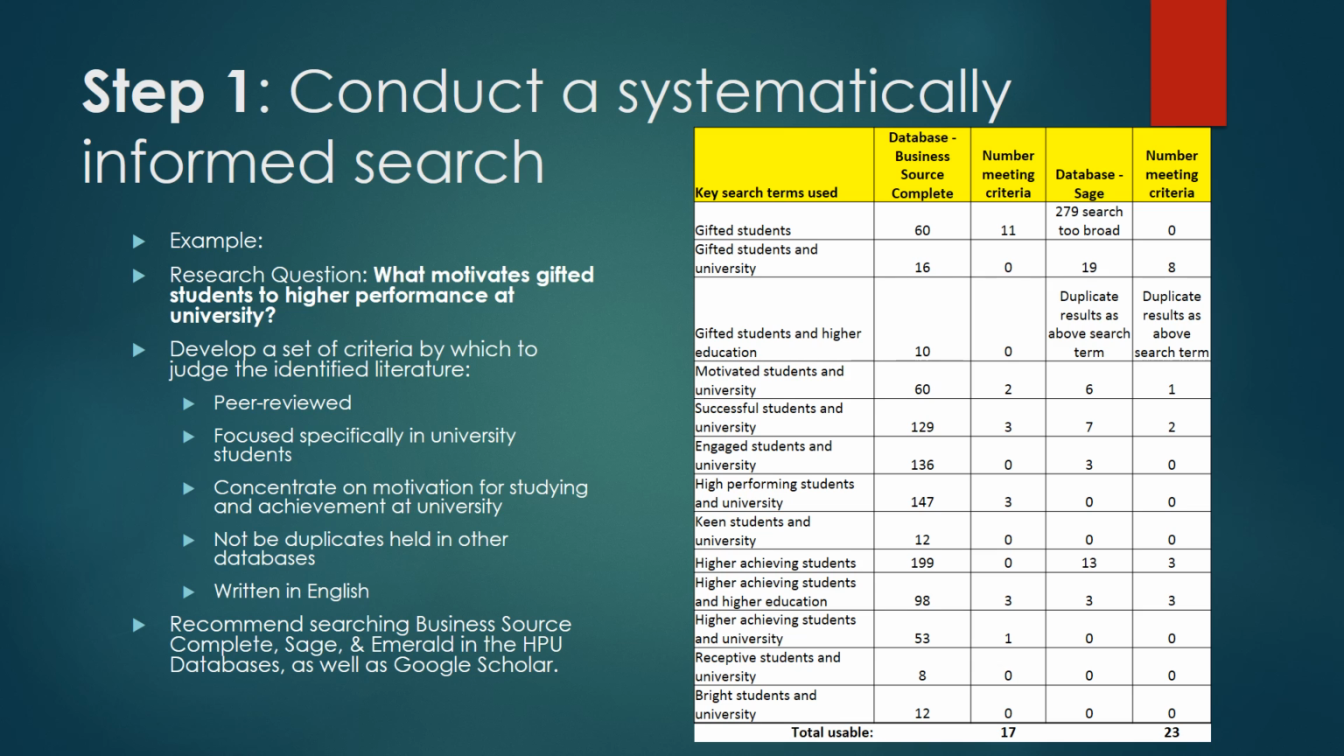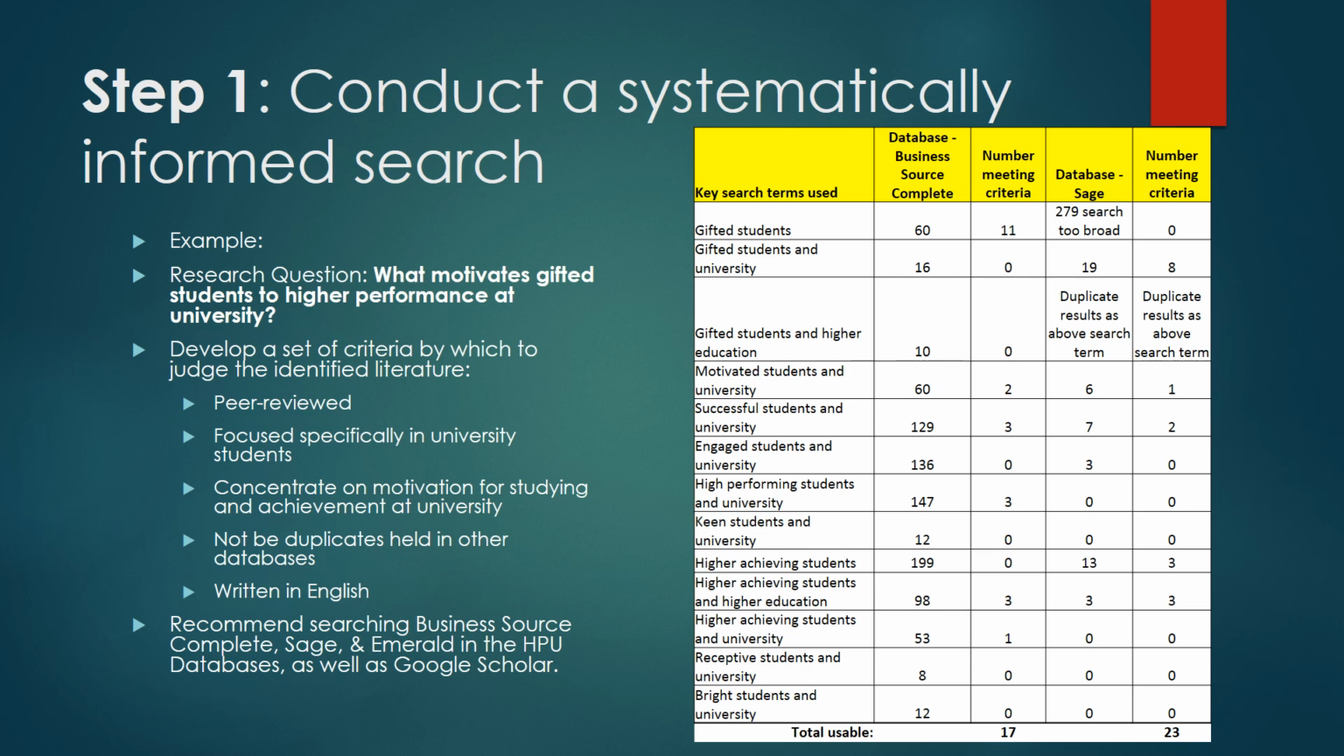I'm also looking at articles that focus specifically on university students. So I'm looking at the sample utilized in the research studies. I wanted to concentrate on motivation for studying as well as achievement while at the university. The articles need to not be duplicates held in other databases, and the articles need to be written in English. Unfortunately, I do not speak any other language, so the articles have to be in English.